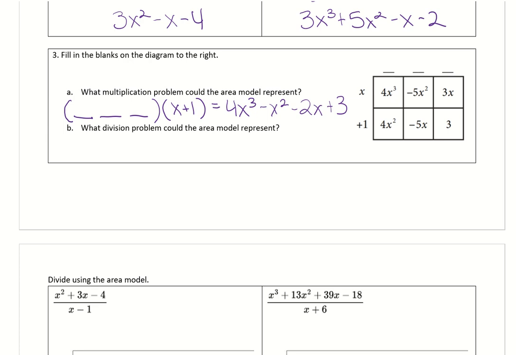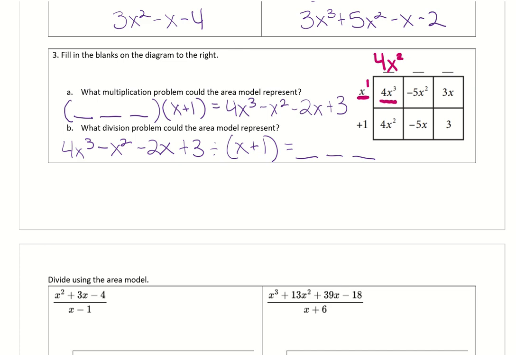Alternatively, we've got division happening. We know our answer. Our final answer is 4x cubed minus x squared minus 2x plus 3, and that's being divided by x plus 1. And our answer is blank, blank, blank. So let's figure out what is that blank, blank, blank. Well, let's see. We've got an x here. We've got 4x cubed here. So what has to go in this blank? We need a 4. And then remember, we add the exponents. So if there's 1 here and we need 3 in total, we need x squared.